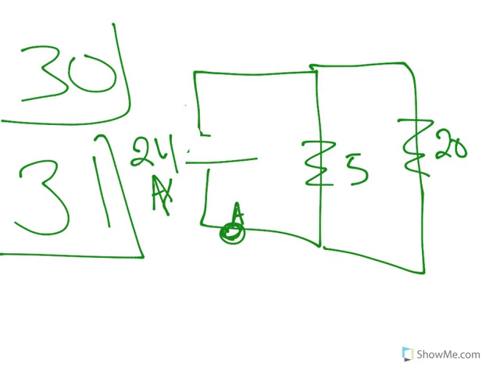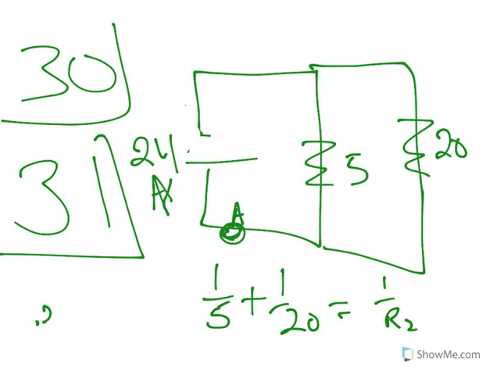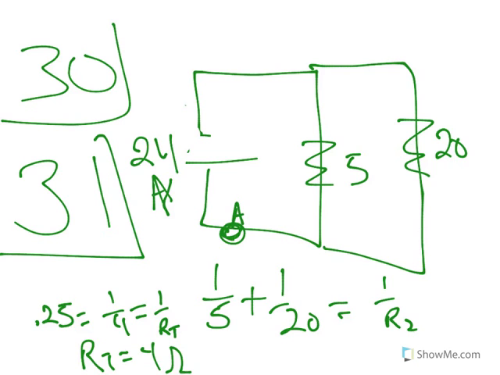Now, we're supposed to find the current, so we do 1/5 plus 1/20 equals 1 over R total. That gives us 0.25, or 1/4 equals 1 over R total, and that gives us R total is equal to 4 ohms. Now, voltage, if you'll remember, is equal to IR. So we have 24 volts, current's unknown, and resistance is 4. So 24 divided by 4 is 6 amps. And that would be your answer, 31.